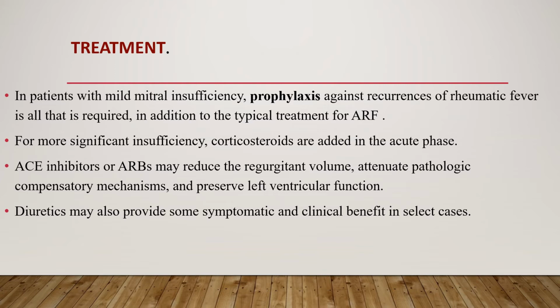But these have not significantly changed the natural history of the disease. But they support the heart and decrease the workload of the heart, even though they might not significantly change the natural history of the disease. Diuretics may also provide some symptomatic and clinical benefits. Preload reducers such as diuretics, furosemide, and the like can give symptomatic and clinical benefit in selected cases. In rare cases, if there is pulmonary arterial hypertension, phosphodiesterase inhibitors might be helpful.